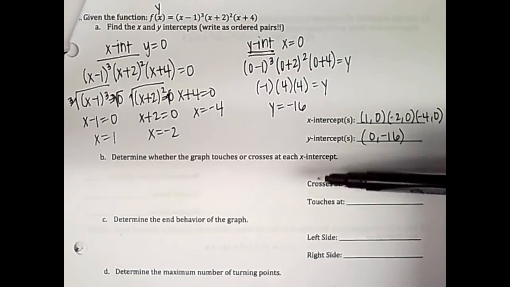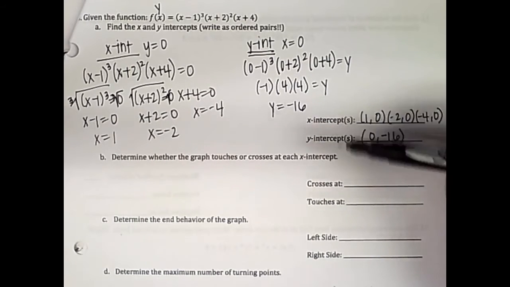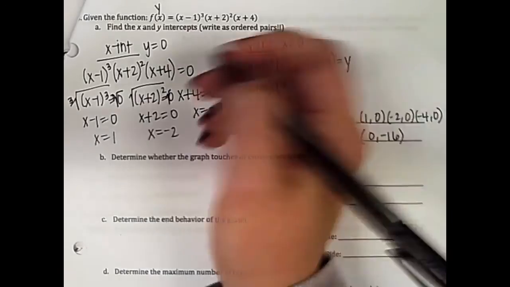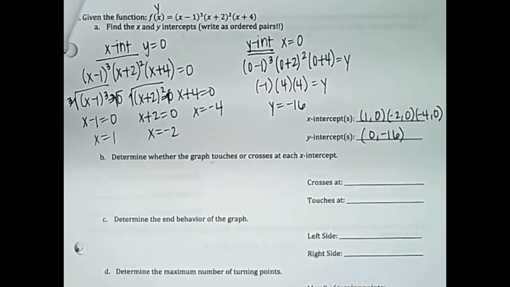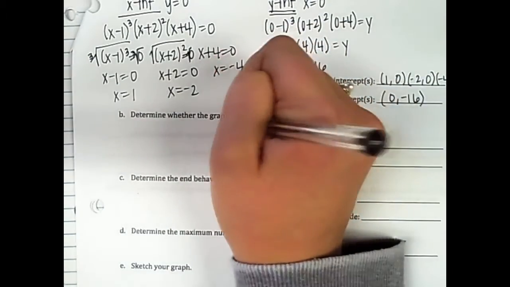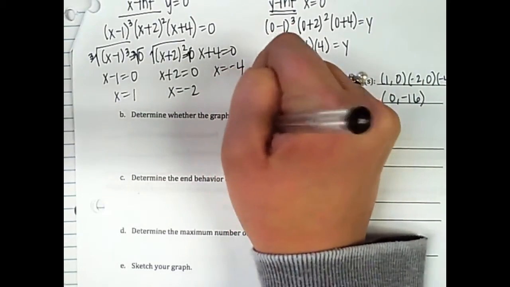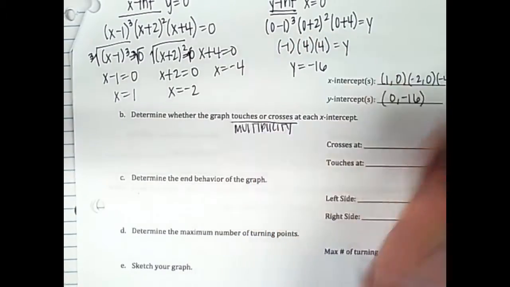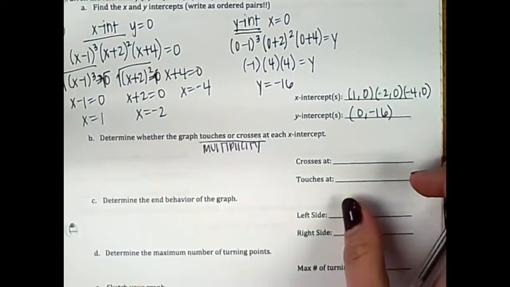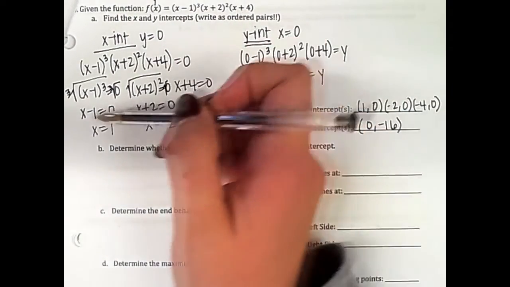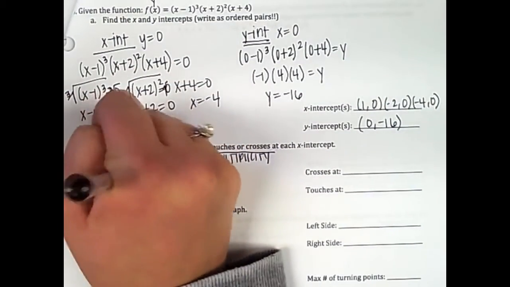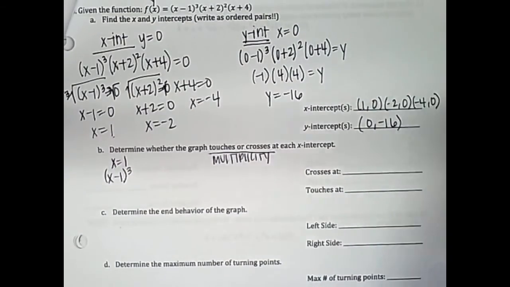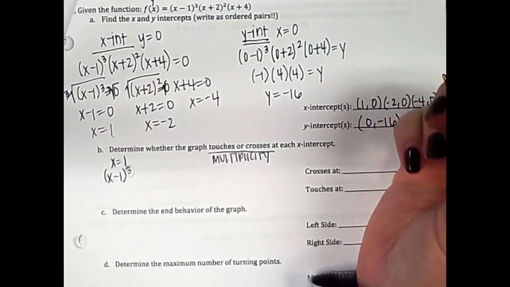Okay, so now for part B, we're determining whether the graph touches or crosses at each x-intercept. When we're finding that out, we are basically looking at the multiplicity. And remember, the multiplicity has to do with the exponent of each factor. So for my zero x is equal to 1, the factor was x minus 1 cubed. That exponent there is giving me the multiplicity.